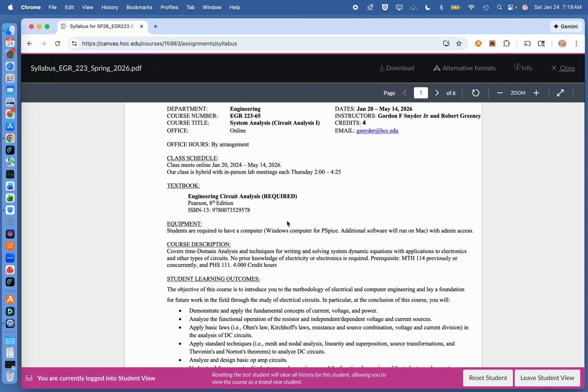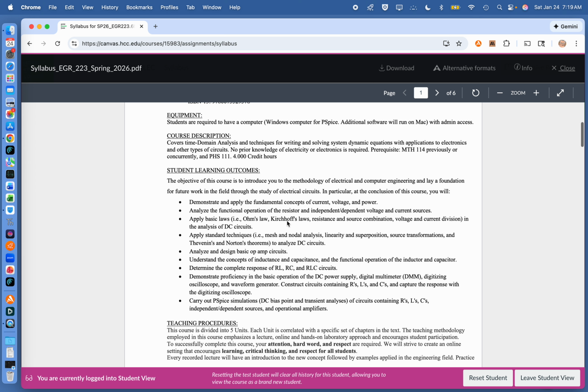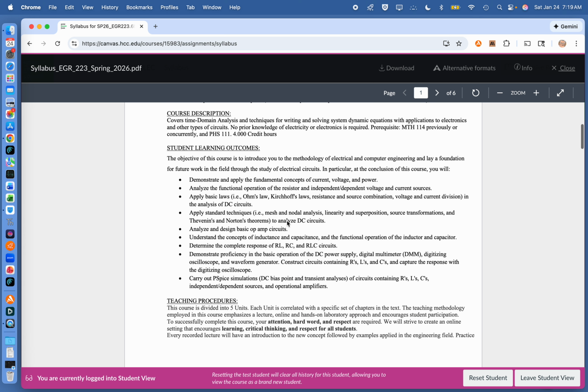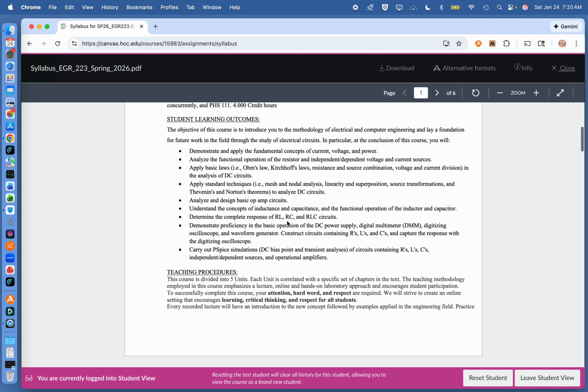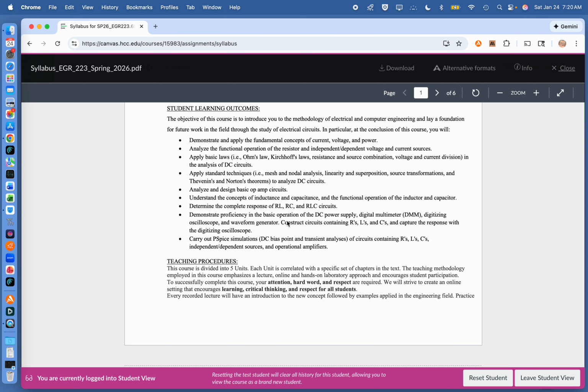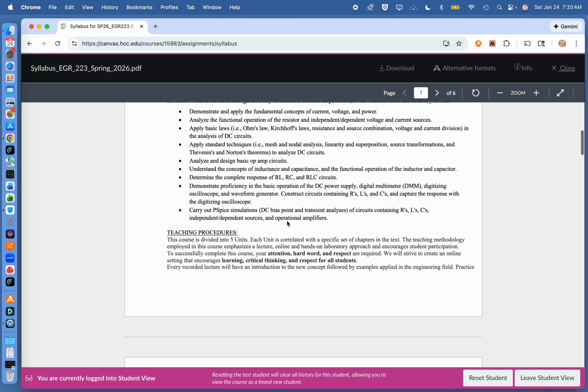All right, course description. You can read that. This is right out of the HCC catalog. Learning objectives, you can take a look at that stuff. It's primarily a DC course. We do some reactive inductance and capacitance stuff at the end, but it's primarily 90%, let's say, DC, direct current. And that's typical.